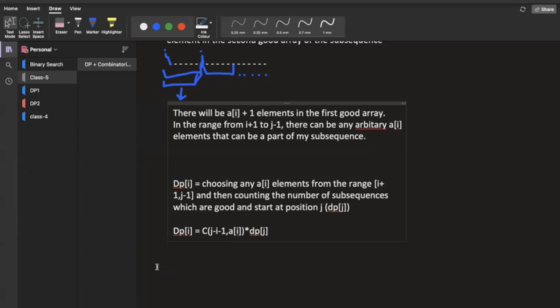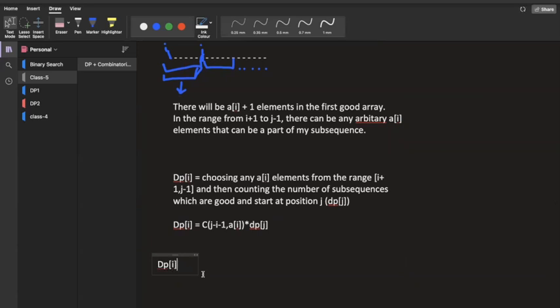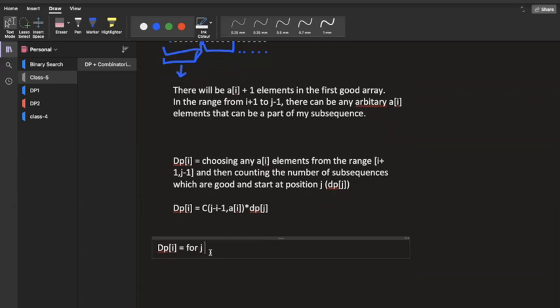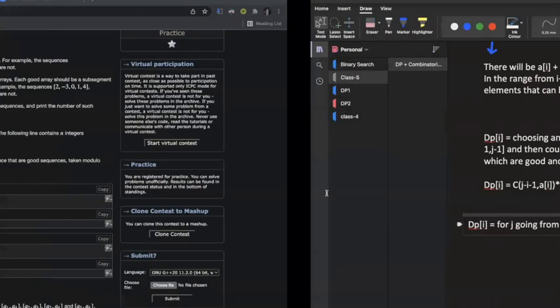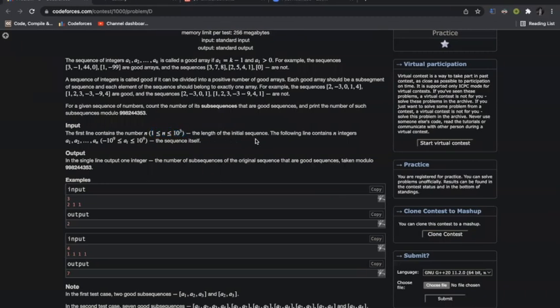So now we have our final transition. We remember that we were iterating on j. So for j going from I plus 1 to n plus 1, sum of c of j minus I minus 1 and ai multiplied by dp of j. So this is the transition. And since we are having a nested loop here, the time complexity of the entire problem becomes O of n square, which is good enough to tackle these small constraints of n up to 10 to the 3, right?